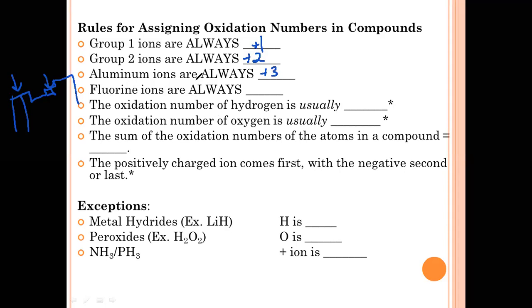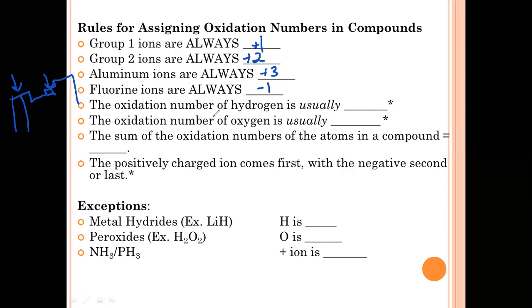Fluorine is in group 17, it's always -1. But if you look under fluorine, like chlorine, bromine, and iodine, they can have multiple charges. So bromine can be -1 or +7, or they might have a +5 charge. So they can change, but fluorine is always -1. This will be important when we start doing our compounds.